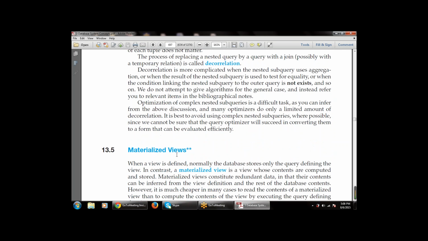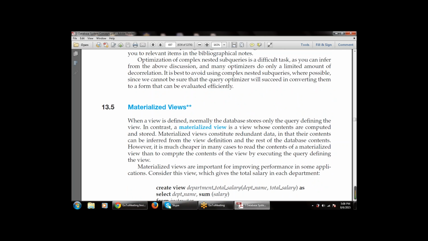Next is the materialized view. What is a materialized view? Whenever a view is defined, normally the database stores only the query defining the view, that is, only that part of the query that defines the view.